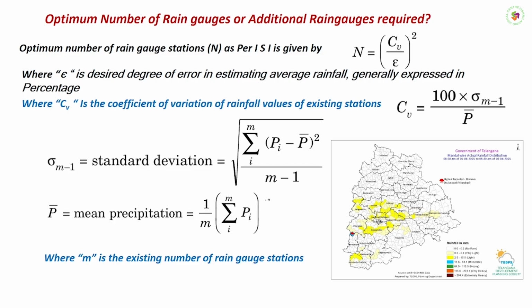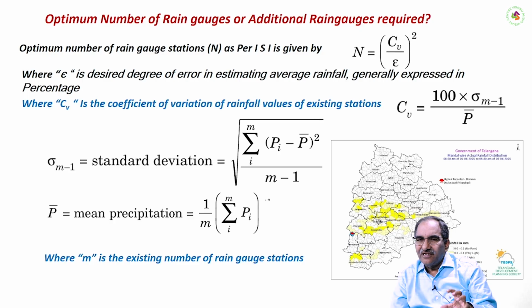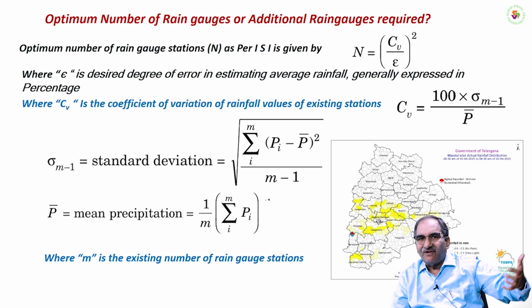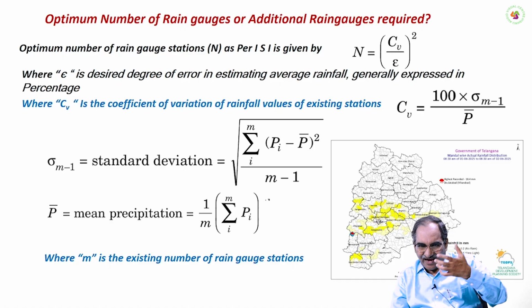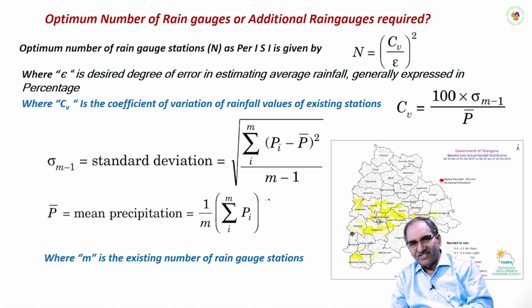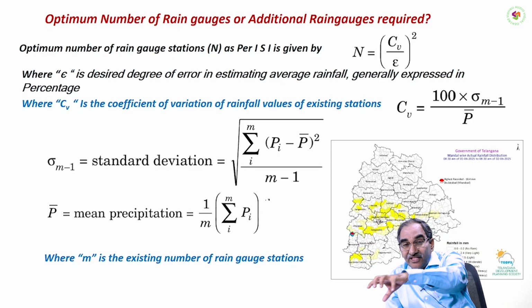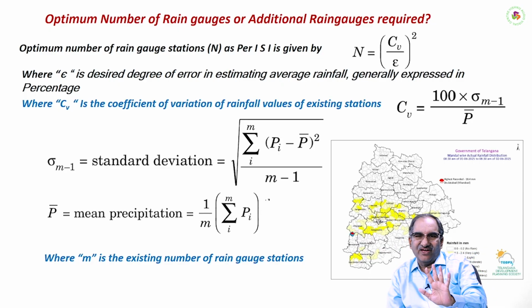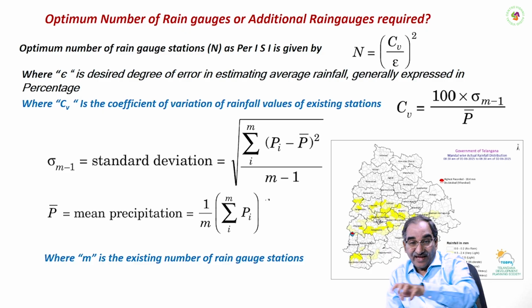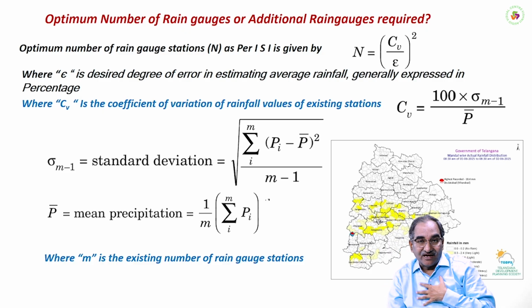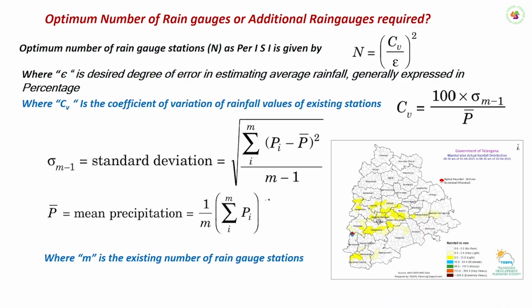This optimum number of rain gauges depends upon the statistics, based on the statistical values of the parameter. For example, after 50 years of data, I have analyzed the data and come to a conclusion that whatever they have given is okay, but at the same time, in these particular pockets, they are not sufficient or they are excess. So that we can conclude by these statistical methods.